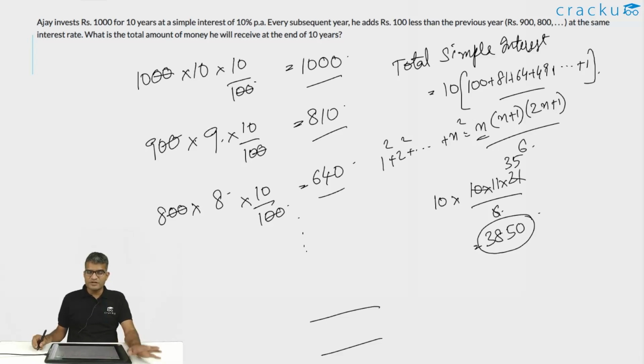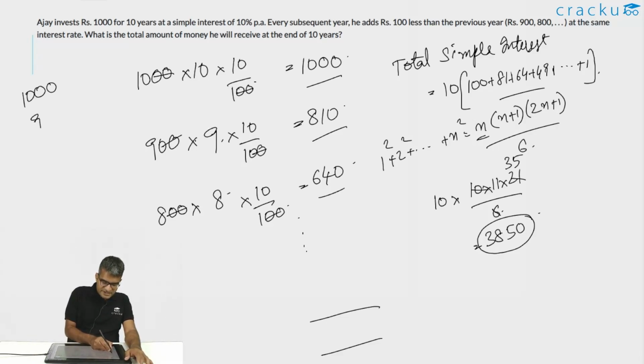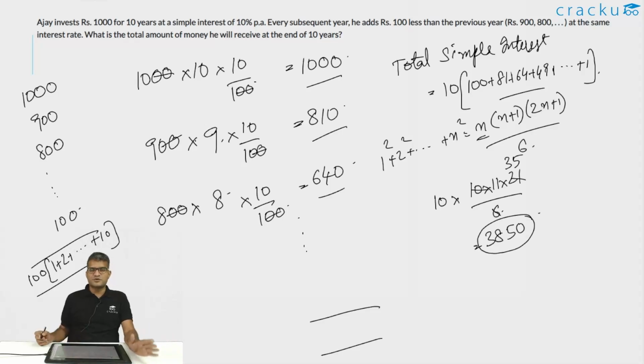What is the total amount that is invested? The total amount that is invested is 1000 plus 900 plus 800 plus dot dot dot dot plus 100. This is equal to 100 times 1 plus 2 plus dot dot dot till 10. What is the value of 1 plus 2 plus dot dot dot till 10? This is equal to 55. So the total amount that is invested is 5500.